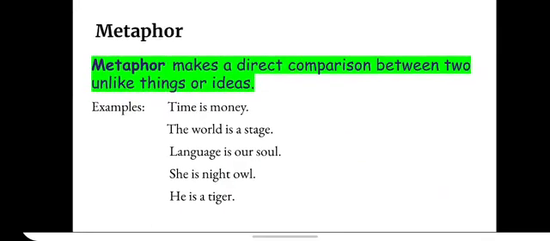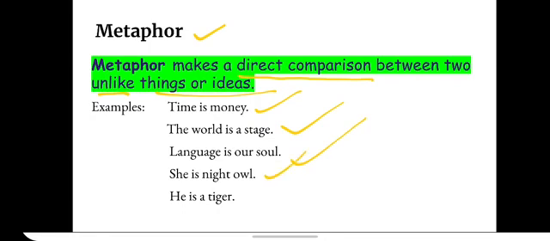Now let's talk about the other type of comparison, which is metaphor. A metaphor makes a direct comparison between two unlike things or ideas without using like or as. Like, time is money. So we are not saying time is like money, we are directly saying time is money. The world is a stage. I'm not saying the world is like a stage. Language is our soul. Without it, our soul will die.